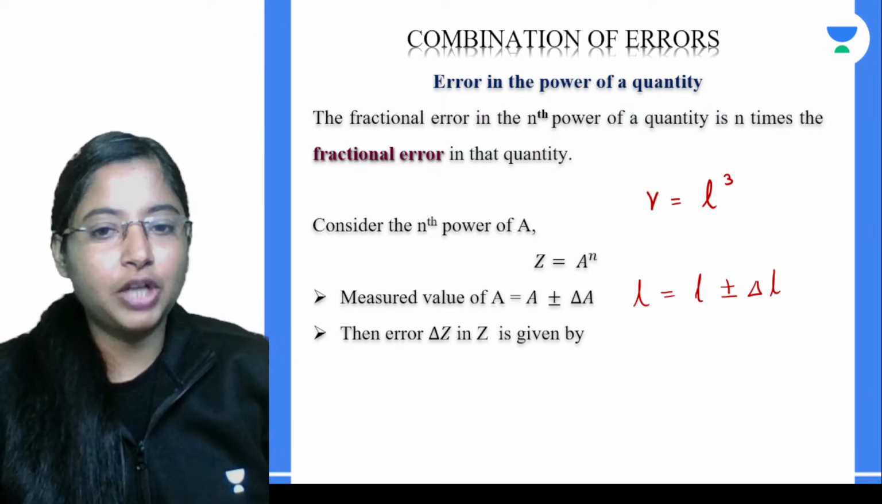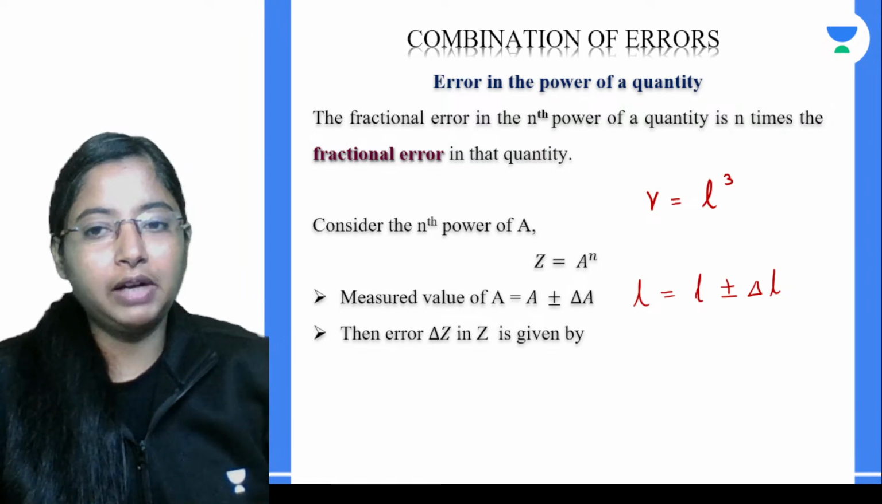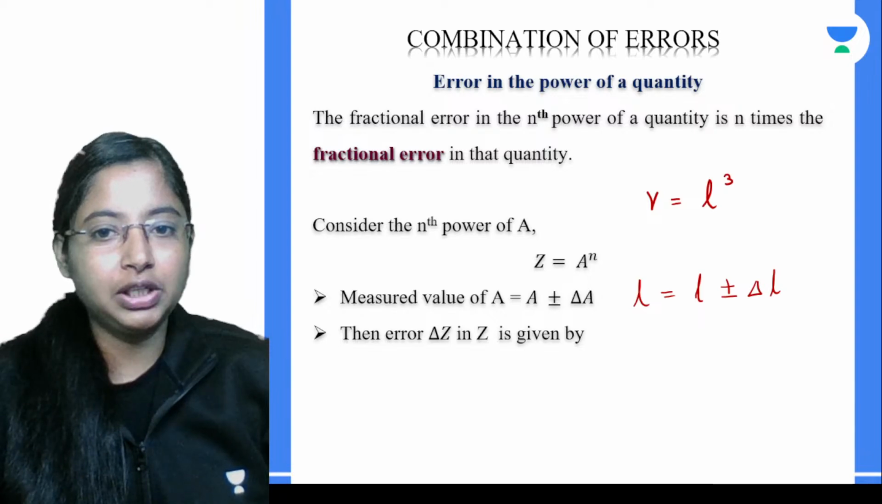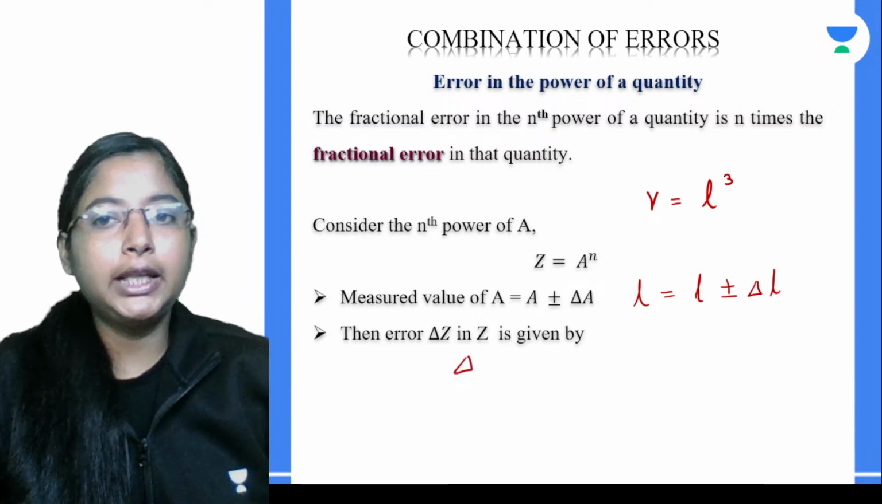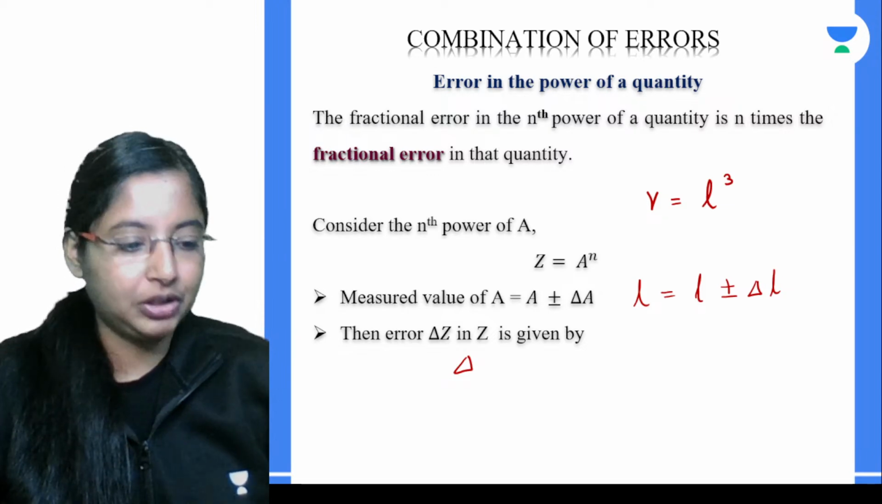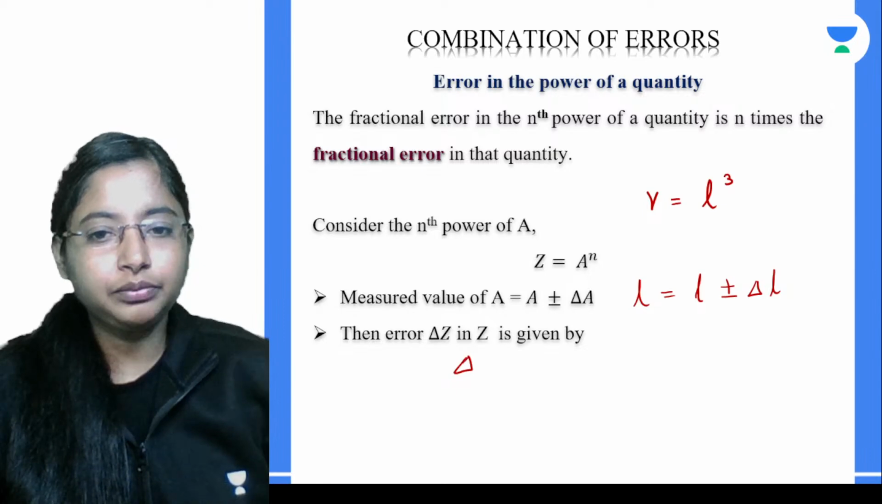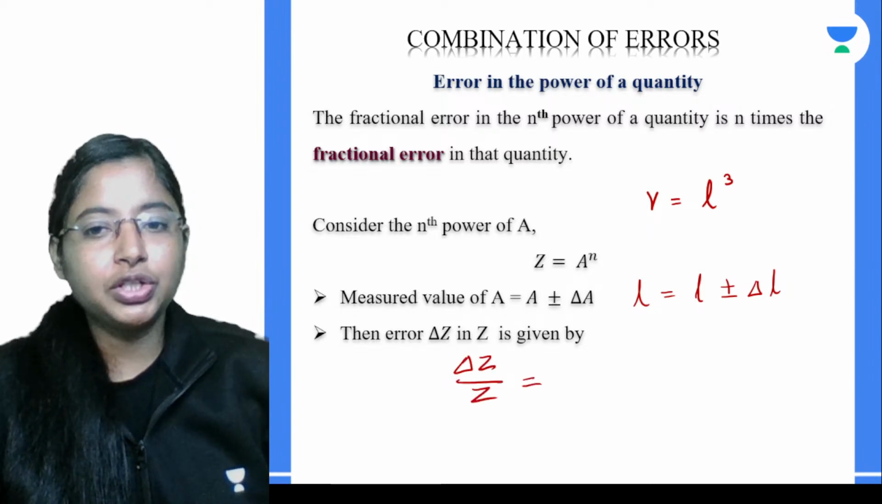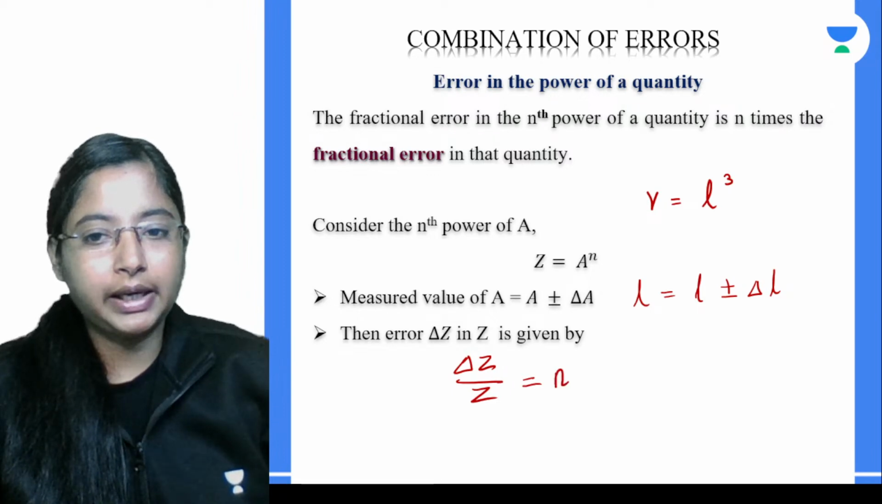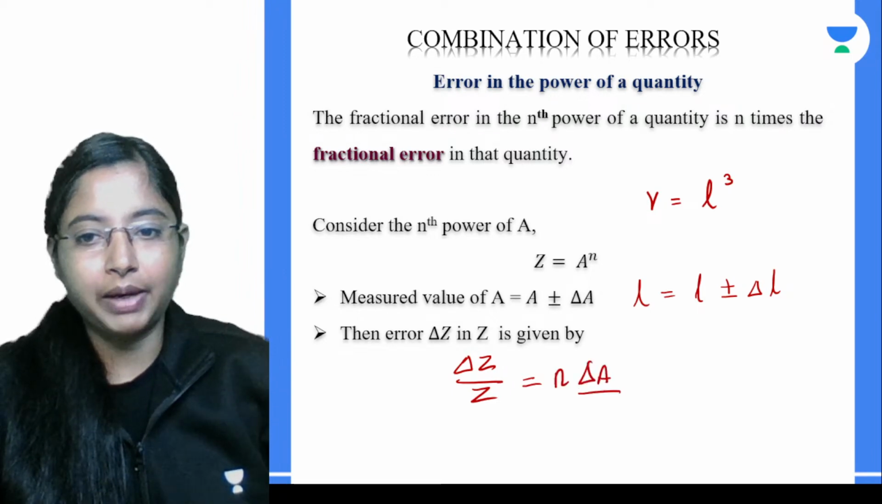If I am writing the general term over here, what is the error? The fractional error in the nth power of a quantity is n times the fractional error in that quantity, which means you find delta z by z, which is actually equal to n times delta a by a.